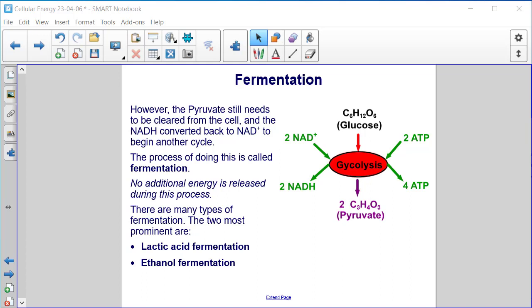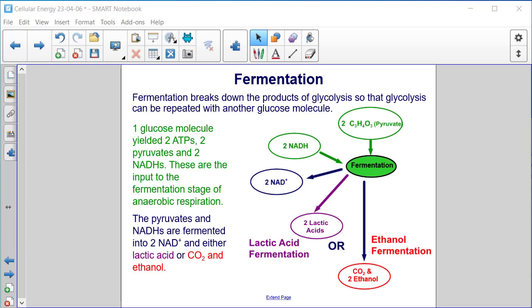However, the pyruvate still needs to be cleared from the cell and the NADH converted back to NAD+ to begin another cycle. The process of doing this is called fermentation. No additional energy is released during this process. There are many types of fermentation. The two most prominent are lactic acid fermentation and ethanol fermentation. Fermentation breaks down the products of glycolysis so that glycolysis can be repeated with another glucose molecule.